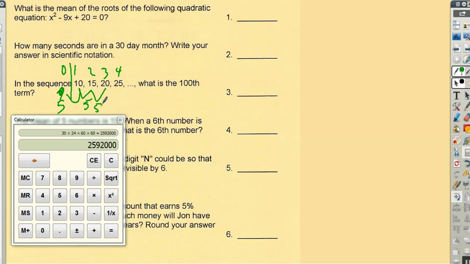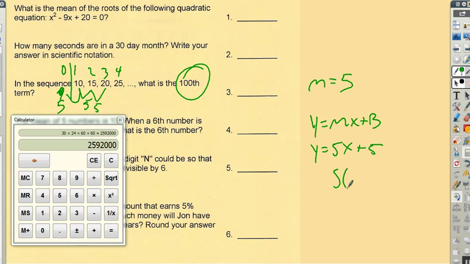So, we know my slope is 5. What is the slope? And we know y is equal to mx plus b. B is the y-intercept. In this case, the y-intercept is 5. So we have y is equal to 5x plus 5. And we have the 100th term. So we have 5 times 100 plus 5. So we get 505 is my final answer.